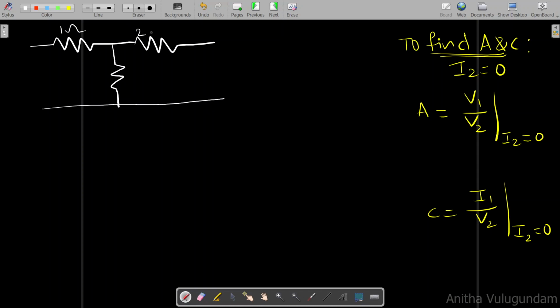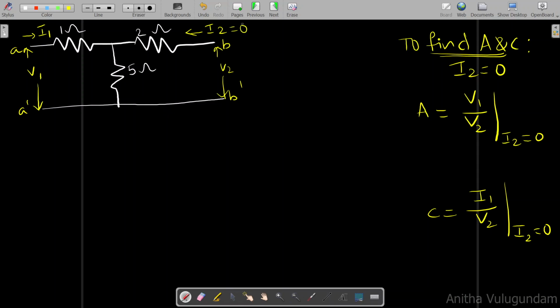One ohm, 2 ohm, 5 ohm, and this is I1, I2, AA dash, BB dash, V1, this is V2. So here I2 should be equal to 0.